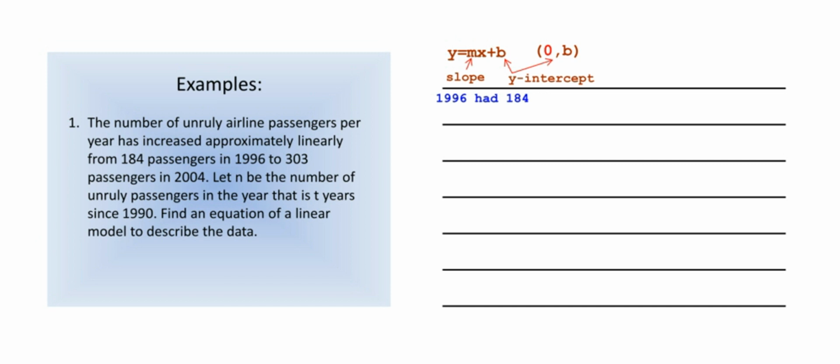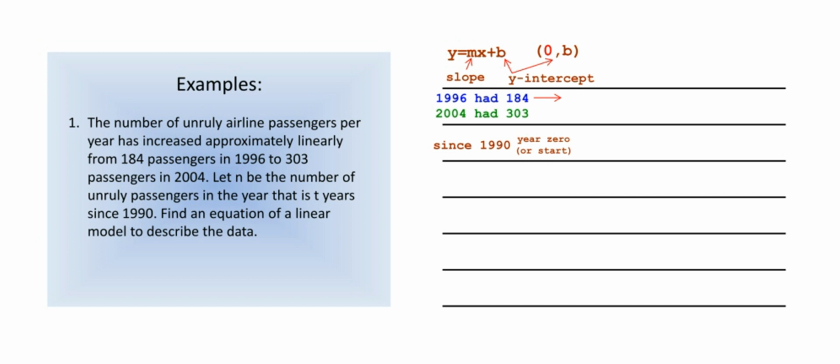And in this case, it's telling us that in 1996, they had 184 unruly passengers. And 2004 had 303 unruly passengers. Okay, but they're also telling us one more piece of information. T years since 1990. That means they started counting in 1990. That's when they started taking notes, in other words. So we're going to assume that, therefore, this is year 0, or the start.